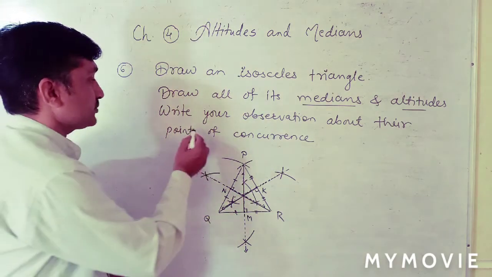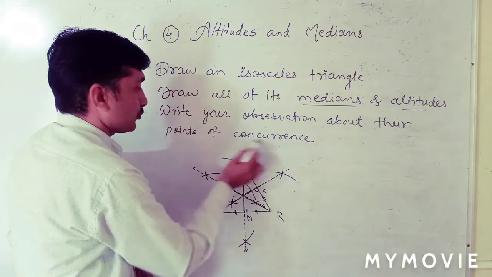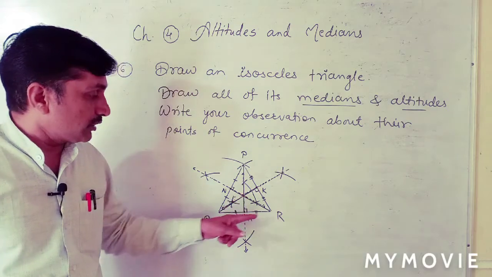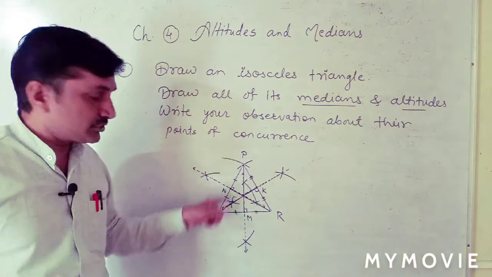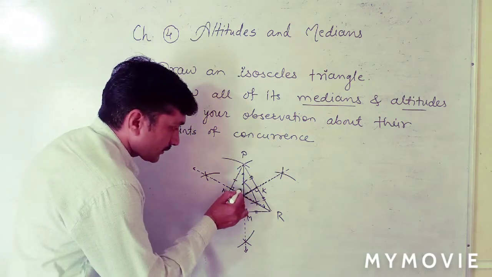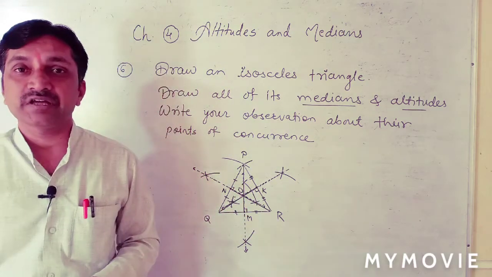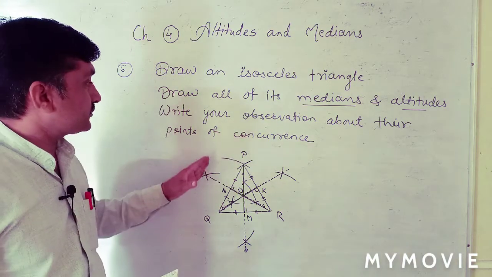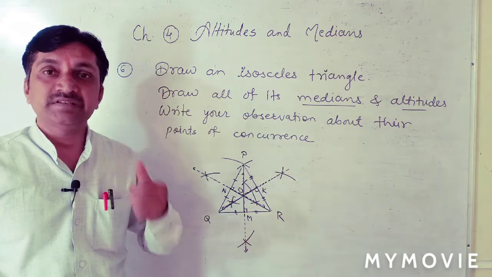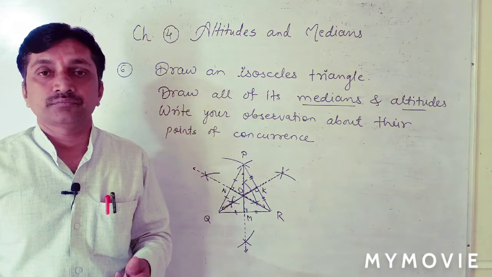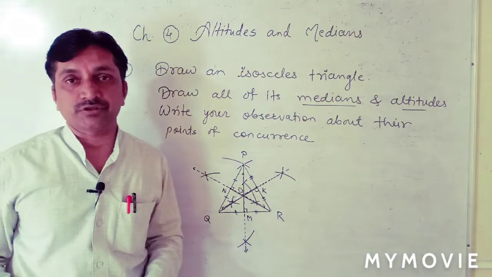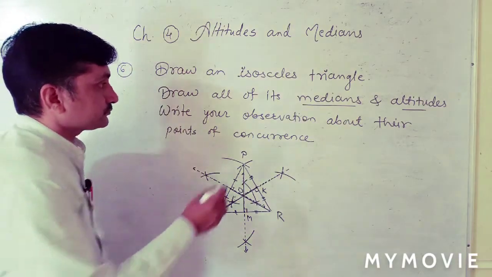Now what is your observation about the point of concurrence? The point of concurrence of medians is here, O suppose, and the point of concurrence of altitudes, that is the orthocenter, that is also the same. Therefore our observation is that the point of concurrence of medians and altitudes is the same. Both are intersecting at the same point. This is our observation.